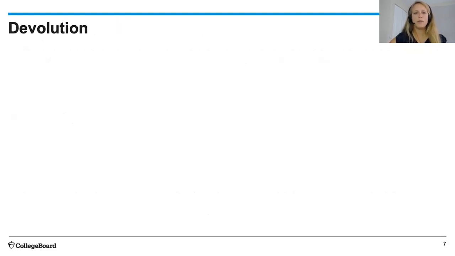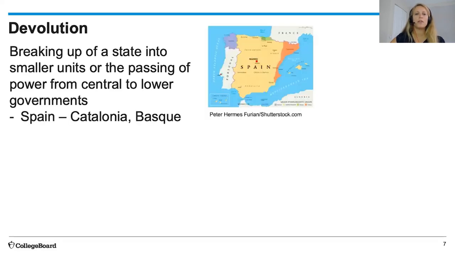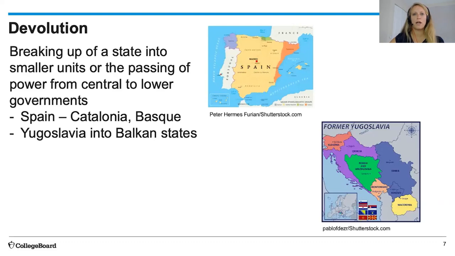So one more term, and then I'll go into more specific examples, is devolution. This can be defined many different ways, but it's basically the breaking up of a state into smaller units, or the passing of power downward from the federal government to other more local governments. There's a ton of examples of these in the world. Some of them we're going to go into more as we go on.